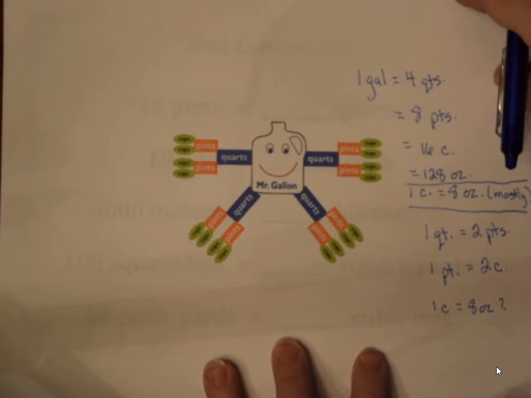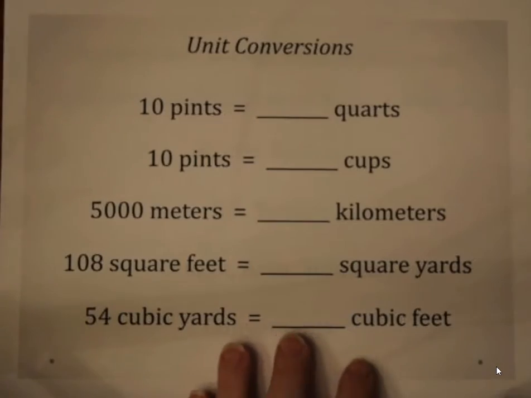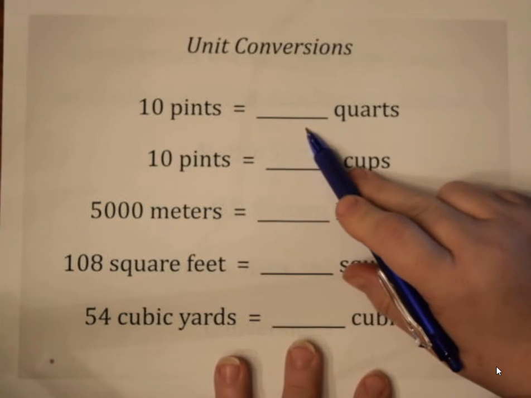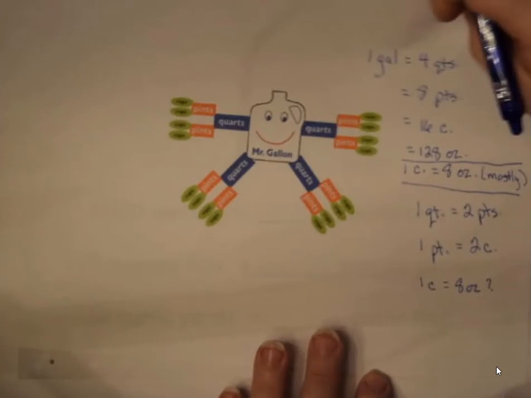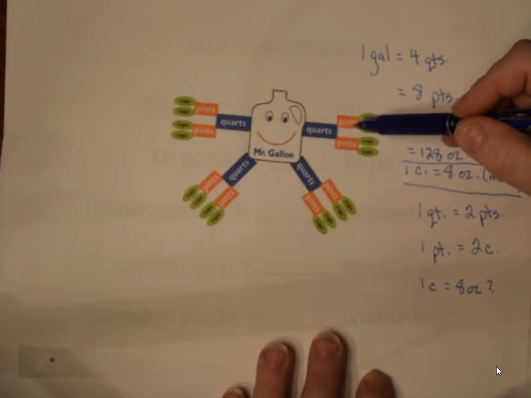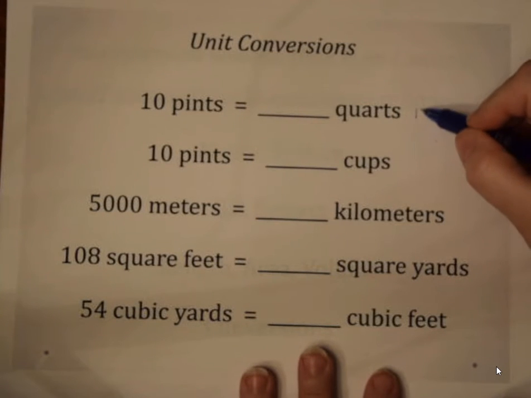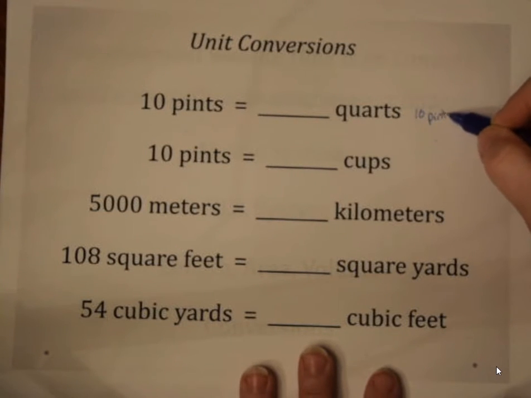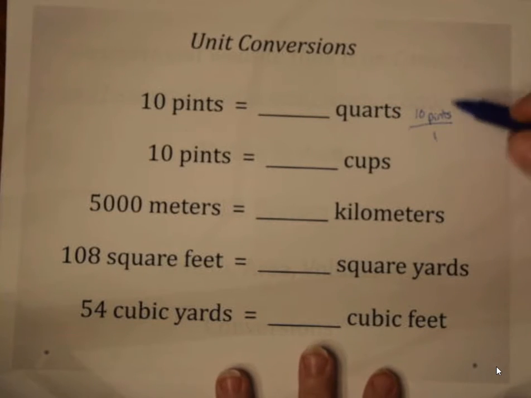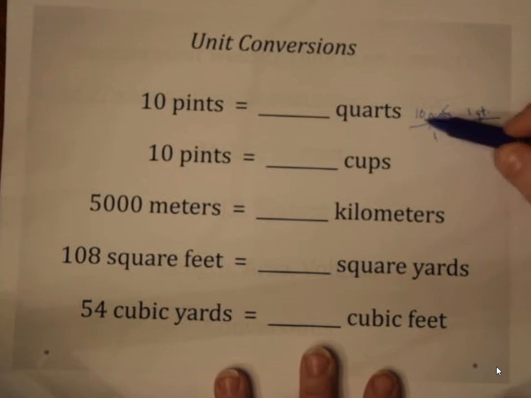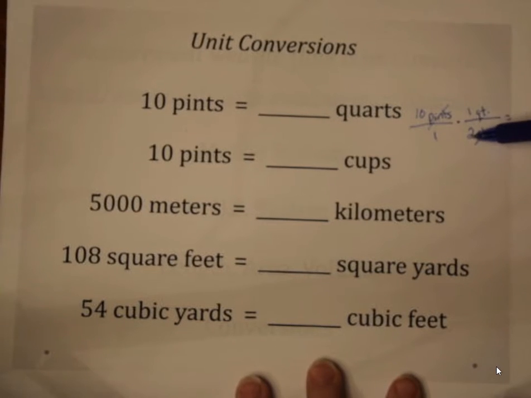Okay, so let's do some conversion. So 10 pints is equal to how many quarts? Well, we know 2 pints is equal to 1 quart. So if we do our conversion, we have 10 pints over 1. But 2 pints is equal to 1 quart. And so our pints will divide out. So we're left with 10 divided by 2 is 5 quarts.